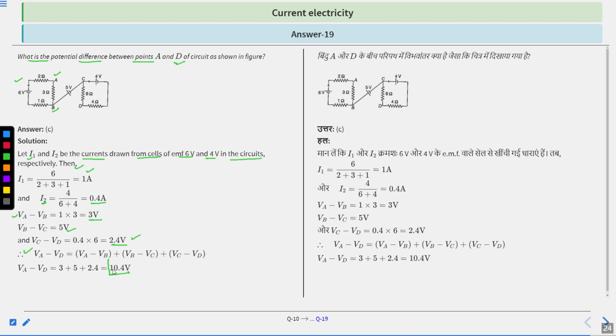So 10.4 volt is the potential difference between the points A and D, which is asked in this question. Clear? 10.4 volt is the correct answer. So the correct option is C. C option is correct based on this figure.